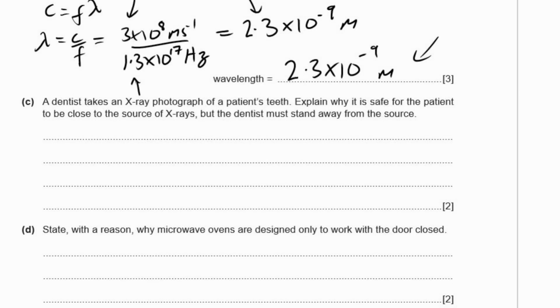C. A dentist takes an X-ray photograph of a patient's teeth. Explain why it is safe for the patient to be close to the source of X-rays, but the dentist must stand away from the source. Well, that's actually going to be because the dentist is exposed to X-rays often. So the total dose on the dentist would be much higher over time.